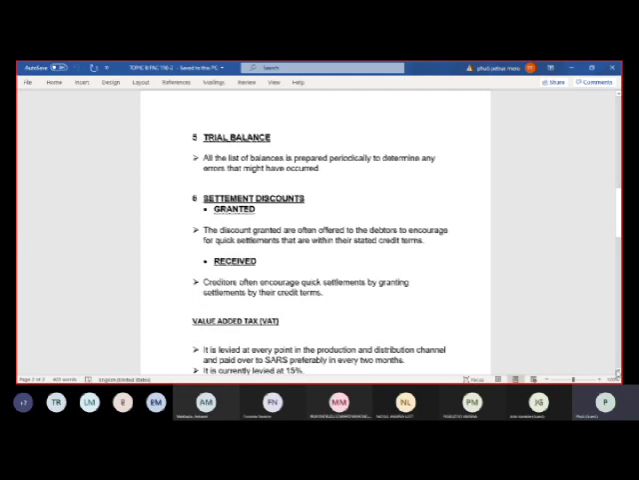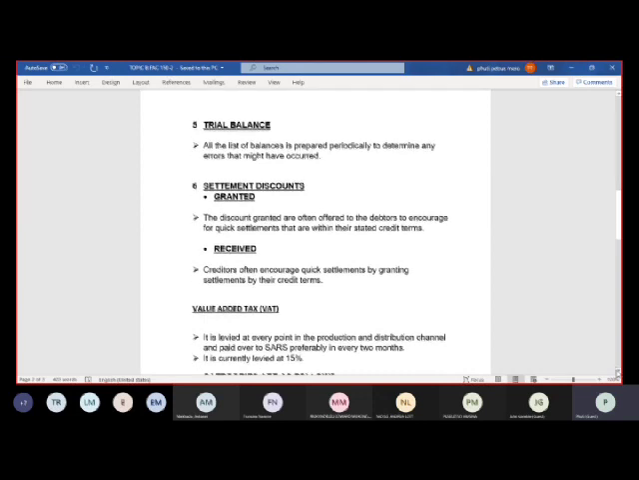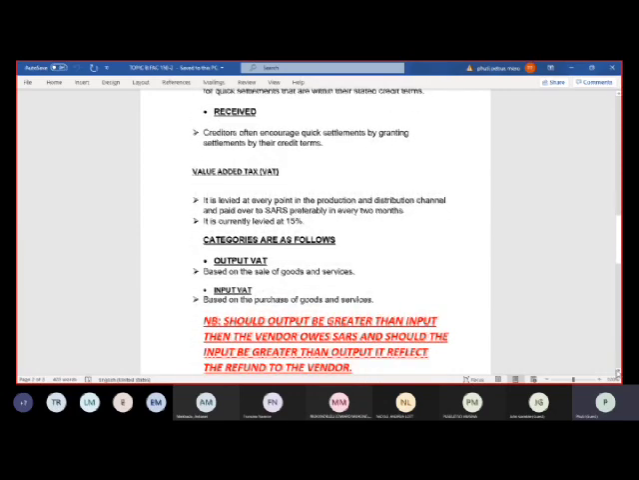Right. So it will go in this way in terms of our theoretical plan. We grant and we receive. So the discount granted is often offered to the debtors to encourage them for quick settlements that are within their stated credit terms. Okay. And the discount received is normally just for us to encourage quick income for the business. So that's mainly for the creditors. So your suppliers versus your debtors, they differ in terms of how you grant or how you receive the settlements.